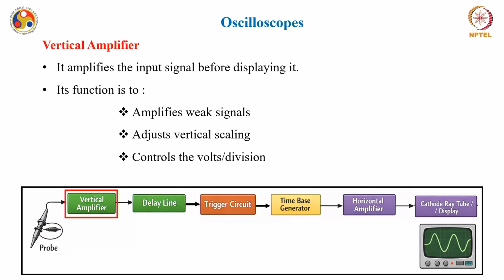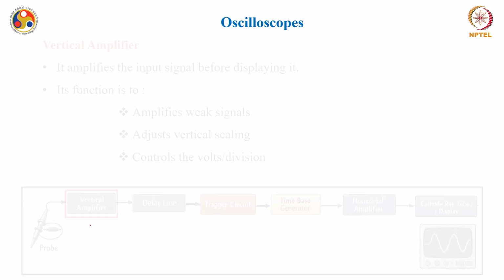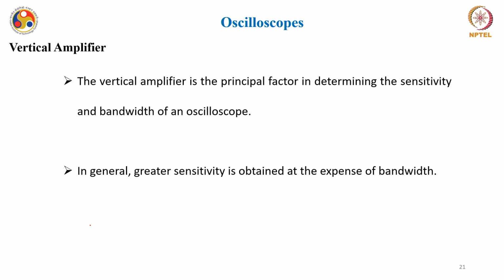Then the second stage of this oscilloscope is a vertical amplifier, and its role is to amplify the input signal before it is displayed. So, it amplifies a weak signal, adjusts the vertical scaling and controls the volts per division. This means that it has a direct role in the control of the sensitivity. In fact, the vertical amplifier is the principal factor in determining the sensitivity and bandwidth of any oscilloscope.